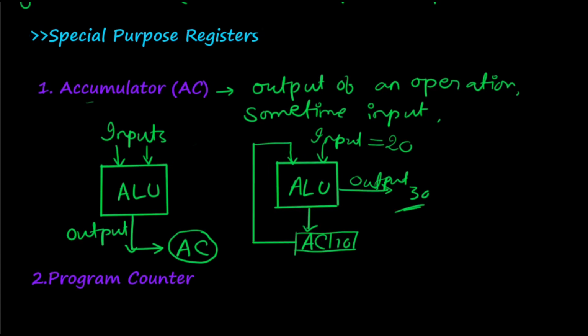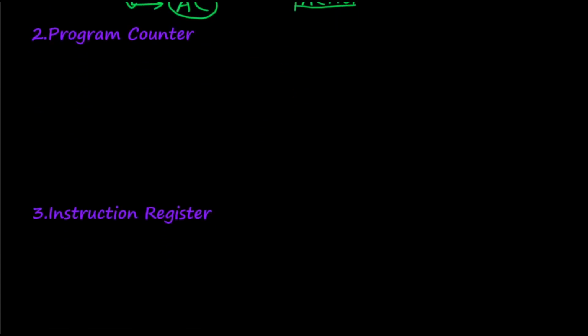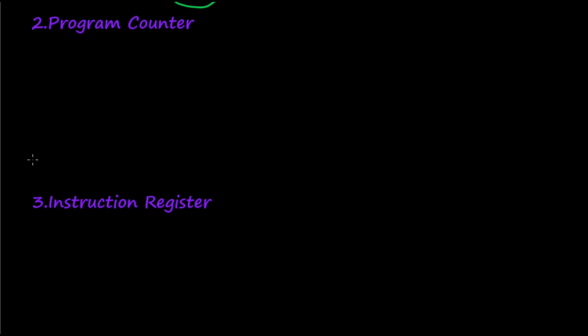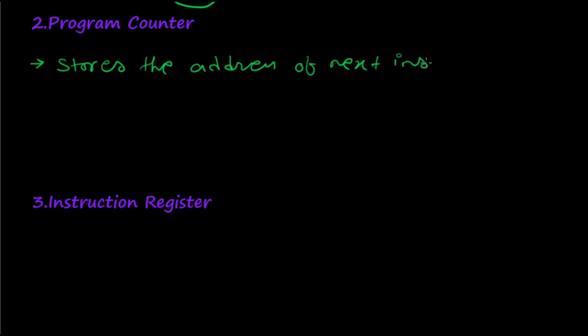The next special purpose register is the program counter. This program counter actually stores the address of what? The address of the next instruction to be executed.